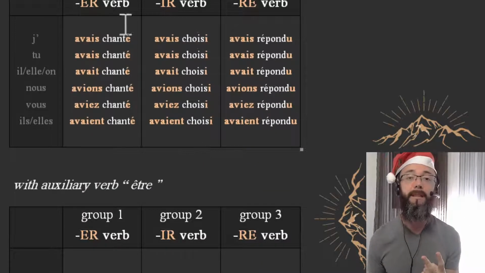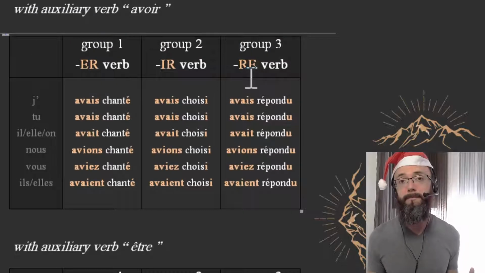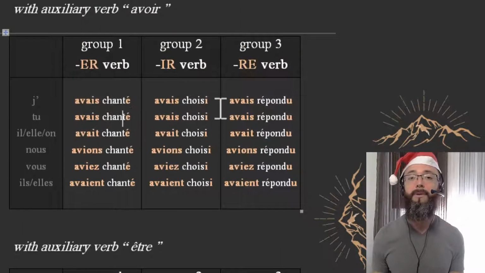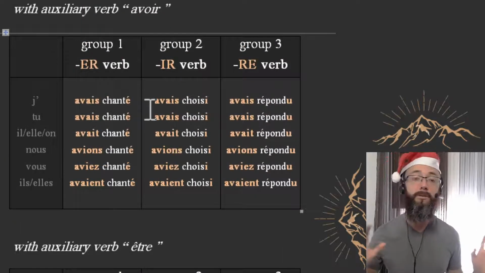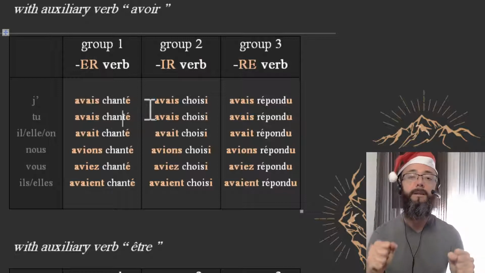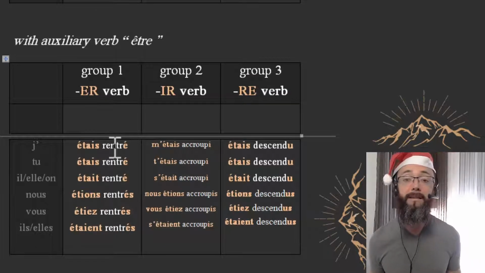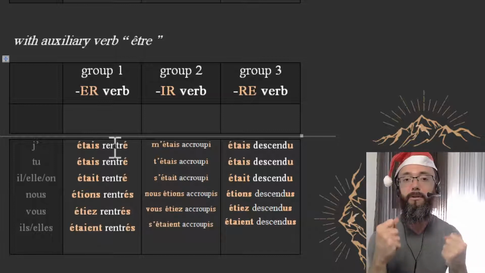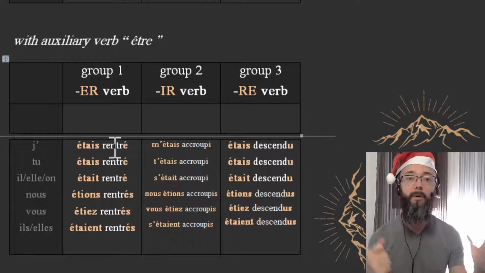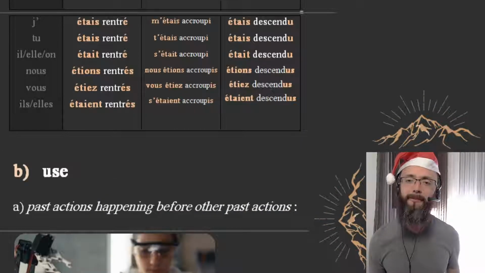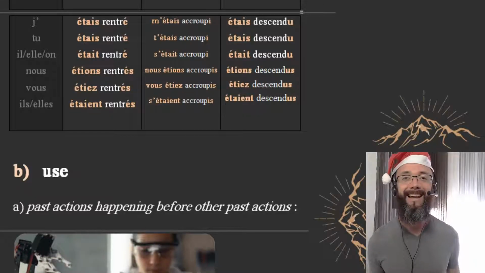provided that you know that we have two auxiliary verbs that can work with this tense, avoir and être. That we have three verb groups, and according to the group of verb that you have, you're gonna have different endings. Of course, the auxiliary verb être requires to agree the past participle with the subject that we have in the sentence. I haven't been smiling much in this lesson, so let's start again.